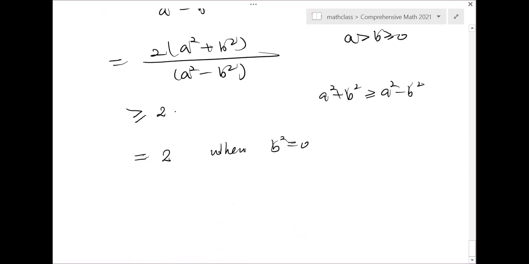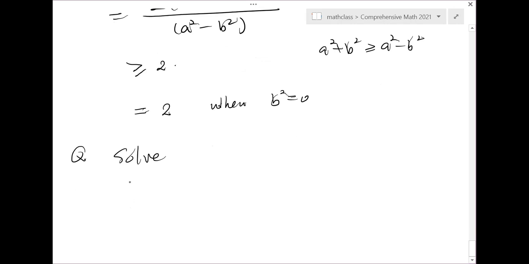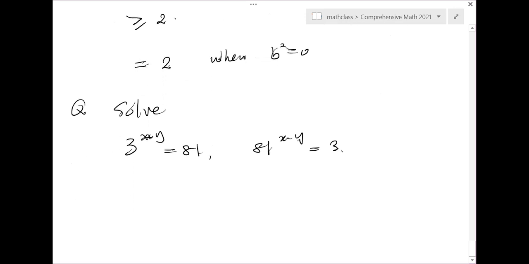Right. Our next problem is also a system of equations. So it's going to be 3 to the x plus y equals 81. And here, 81 to the power x minus y equals 3. Please find the x and y. Okay, I want you to do that. This is not a complicated problem. Okay, please work on this.